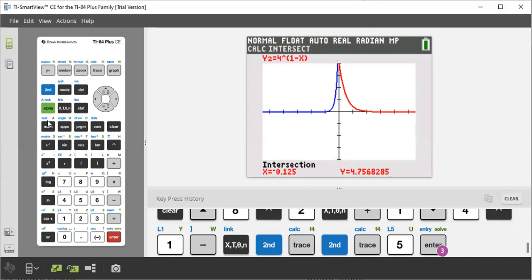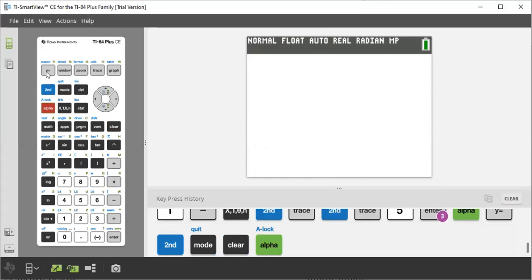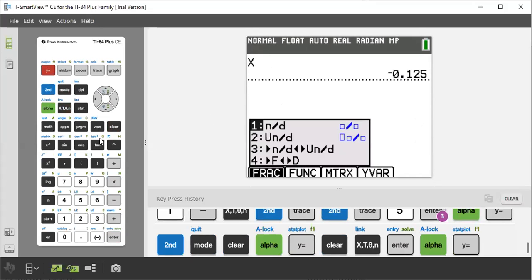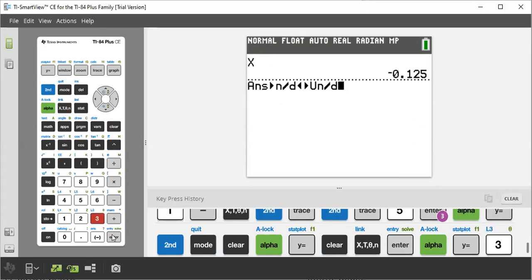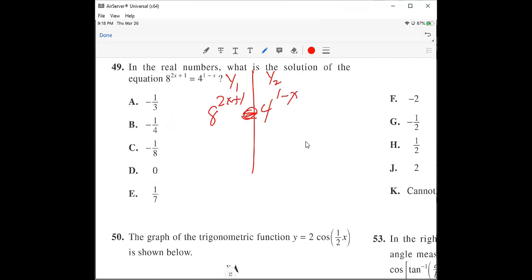Now, if you don't know how to convert this decimal to a fraction, you can also do that. Let me get out of here, go to the home screen, and we're going to press alpha, y equals, and then use x. Whenever you press x, it stores the x coordinate in the x variable. It also stores the y coordinate in the y variable, but we're only interested in the x. So I'm going to take that and convert it using alpha, y equals, option 3, and then it converts it to negative 1/8. So that's our answer. If I go back to the problem, the answer for this is negative 1/8.